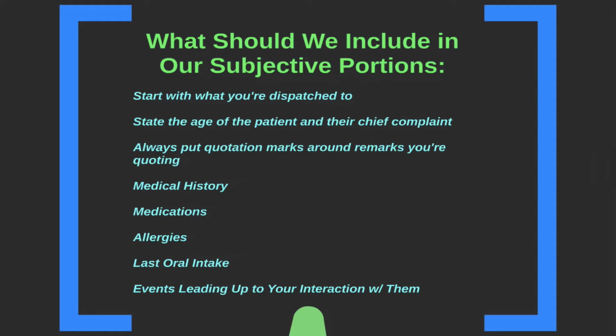And we're also going to look at an example here in a second of what a good subjective chart looks like. So what should we include in our subjective charts? Well, you want to start with what you're dispatched to, state the age of the patient and what their chief complaint is. And then anytime you quote someone, a remark they made or an answer to a question, if you're quoting them word for word, you should put quotation marks around it every single time. That's really important. You also want to include their medical history, medications, allergies, the last meal they ate. That can be important depending on the call. And then you also want to document the events that led up to your interaction with them.